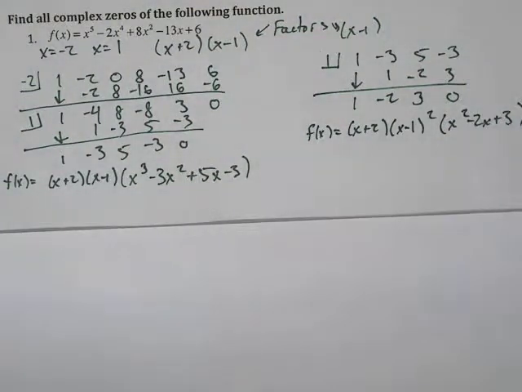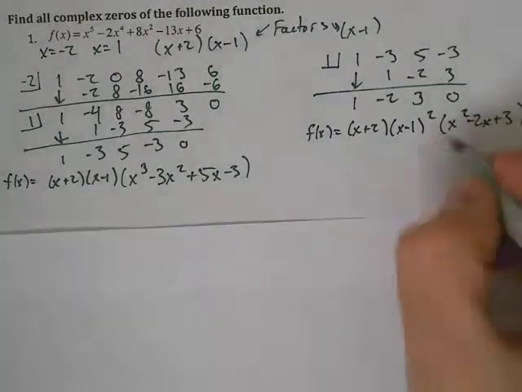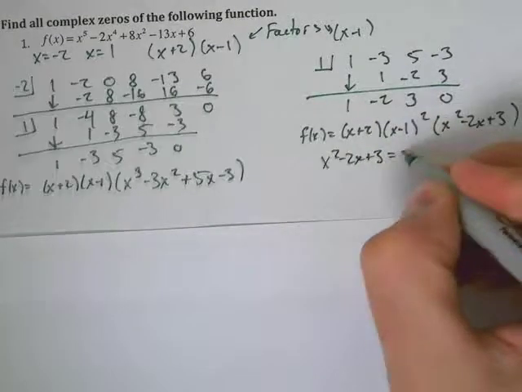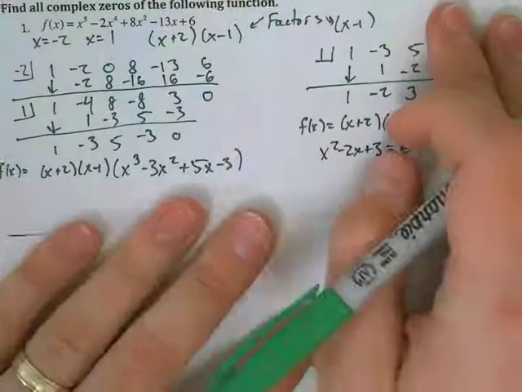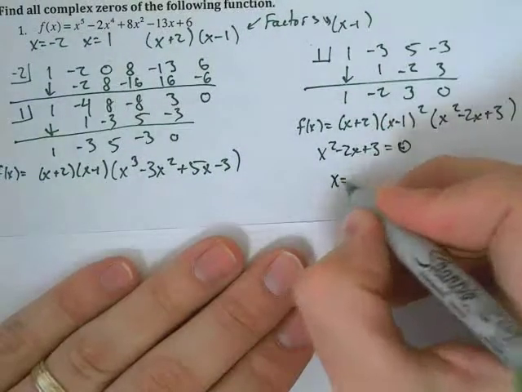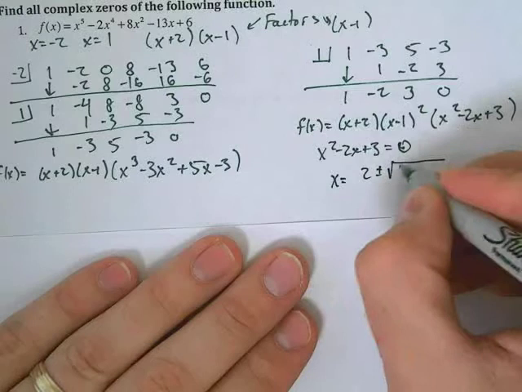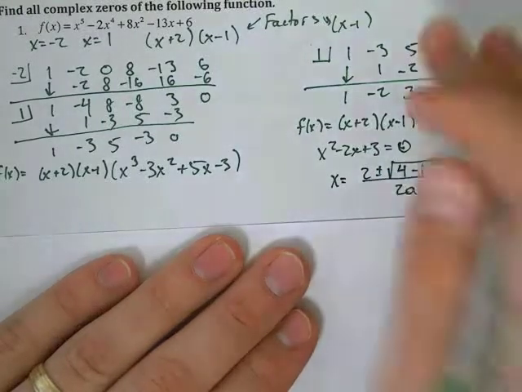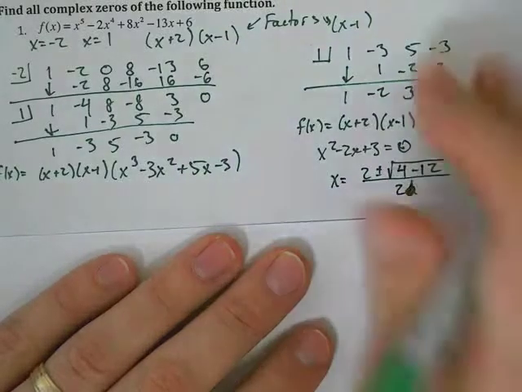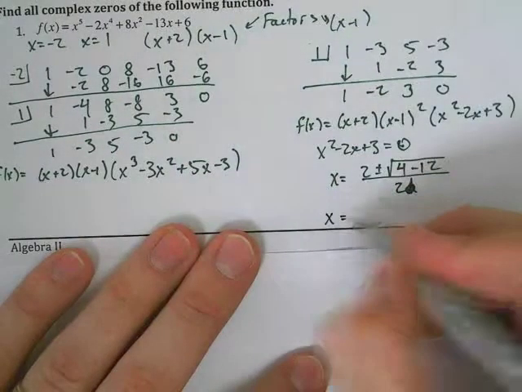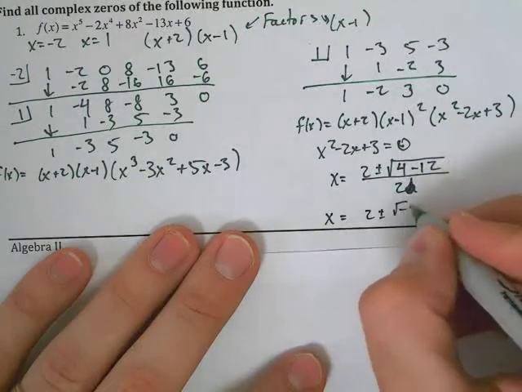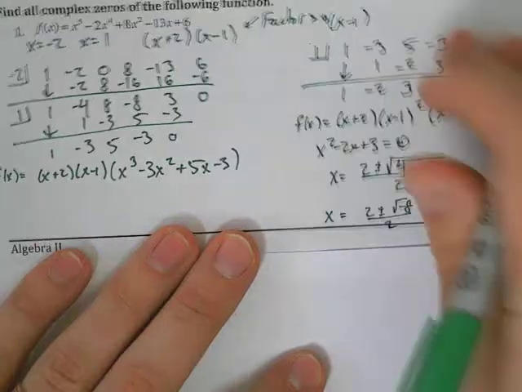And in this quadratic, we have so many ways to solve quadratics. We'd spend an entire chapter on solving quadratics. So we can just take this x squared minus 2x plus 3 and set it equal to 0 and solve it. So I'm going to use the quadratic formula again: 2 plus or minus the square root of b squared minus 4ac all over 2a. Oh, and a is 1, so all over 2. And I get 2 plus or minus square root of negative 8 all over 2.